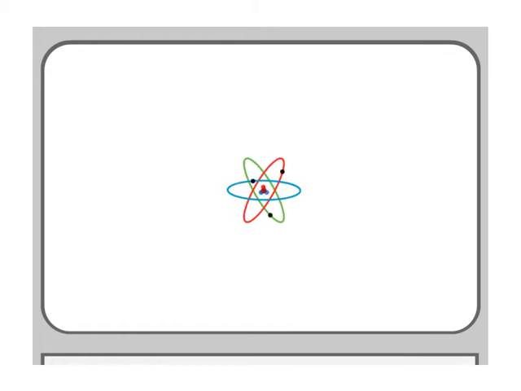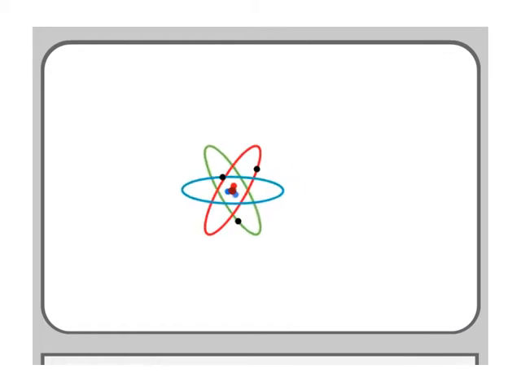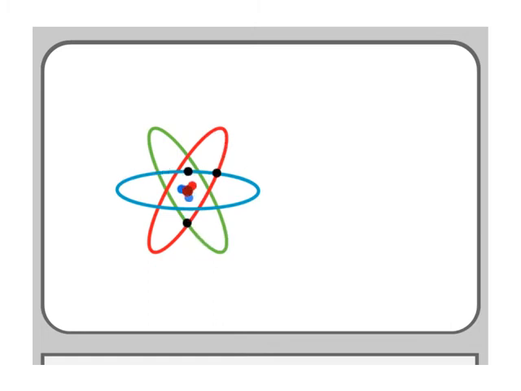Let's take a closer look at the atom itself now. There are several different parts of an atom. Let's start with the nucleus, which is the center of the atom and contains protons and neutrons. Protons are those red circles inside the nucleus, and they have a positive charge. Neutrons are those blue circles inside the nucleus, and they have no charge.